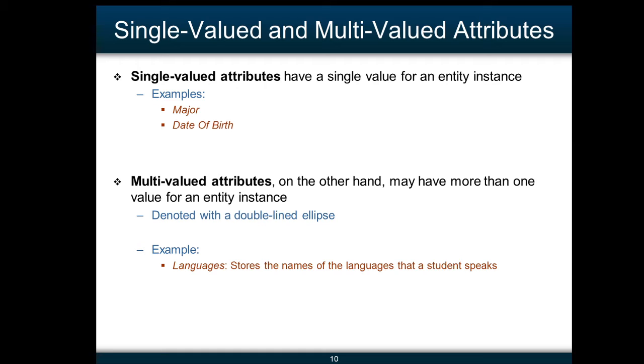Multi-valued attributes, on the other hand, may have more than one value for an entity instance. These are denoted with a double-lined ellipse. The double-lined oval in our illustration in the previous slide is an example of a multi-valued attribute. An example of a multi-valued attribute is languages. That means, for a student entity, one particular student can have many languages, or a student can speak many languages.